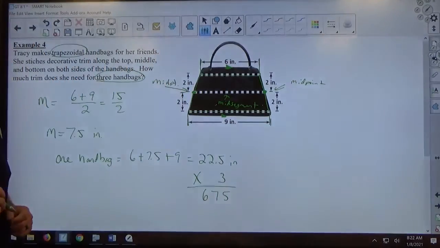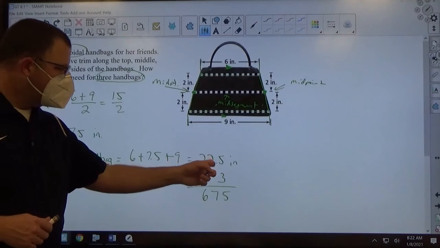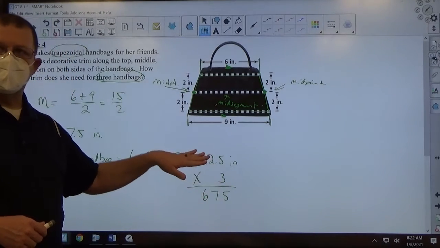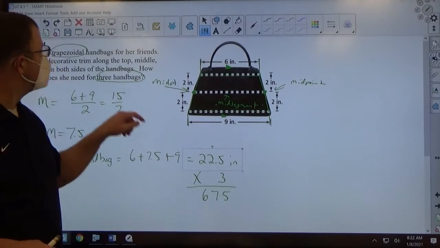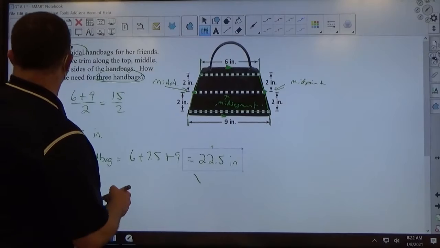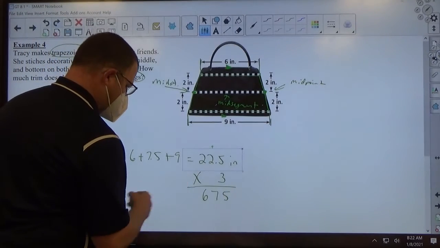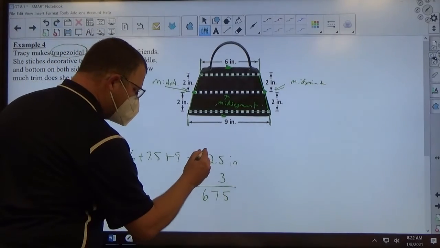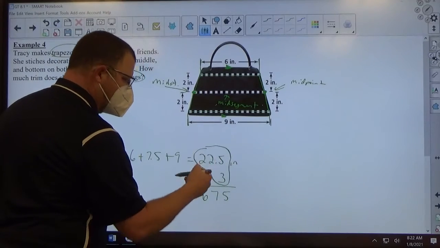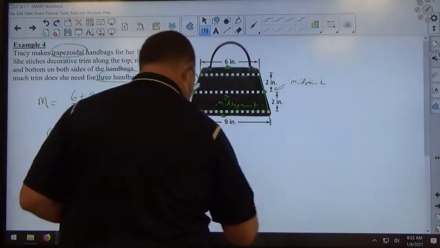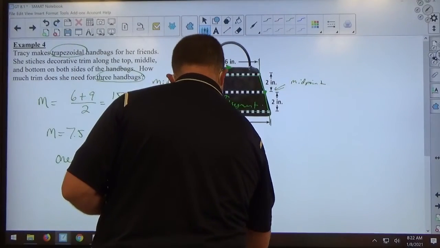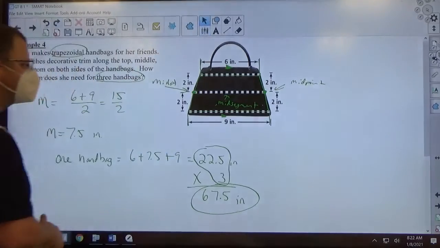And I haven't really covered decimal multiplication in this class, that's previous classes, just to make sure you remember how to do it. When you multiply a decimal times a whole number, you pretend the decimal's not there. 225 times 3 is 675. Count up the number of decimal places in your product. Oops. So, I'll make that go away. There we go. So within my product, within these numbers, there's exactly 1 decimal place, so there's exactly 1 decimal place in my answer. So 67.5 inches of trim would be necessary for her to manufacture 3 handbags.